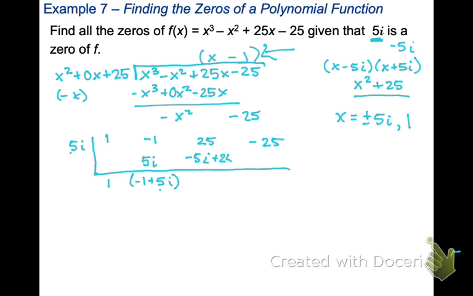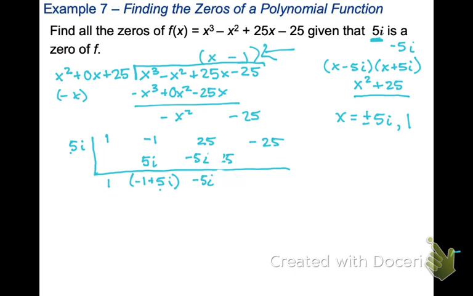Okay. So I get negative 5i plus 50. Wait, if you did 5i times 5i, wouldn't it be 25i squared? Oh, yes, it would be. This is positive, yes, thank you very much.